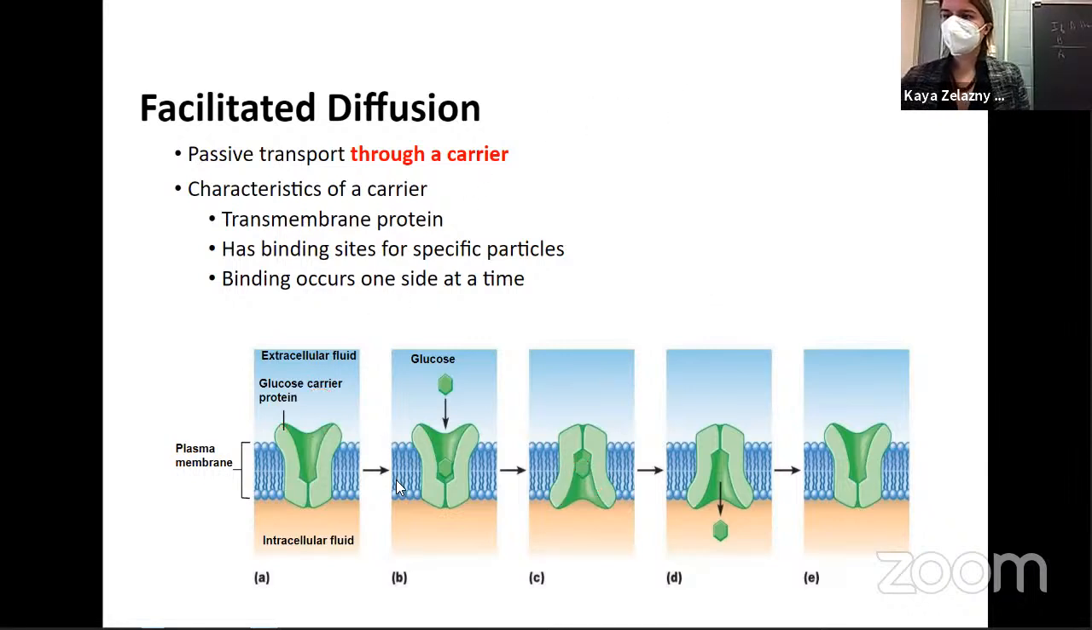The binding is only going to occur on one side at a time. So that's what this is showing here, that technically we would have kind of steps to this. We don't really need to worry about these steps for our purposes. So we can see that the binding site is here before our glucose binds in. Now our glucose is binding in. So we have a second time point. Third time point, we're flipping. Fourth, that glucose is releasing into our cell, into our ICF. And then we have our binding site flipping back to the outside.